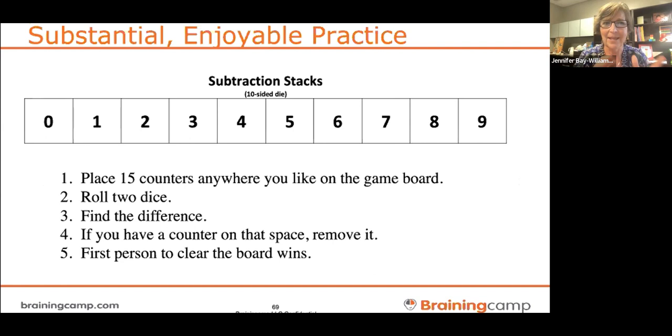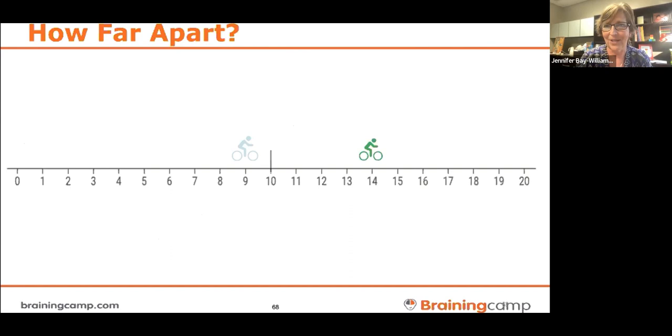And these children were saying, they'd roll like a 9 and a 2 and they'd say 7, I use takeaway. Or they'd roll a 6 and a 5 and they'd say 1, I found the difference. And it was amazing that they were choosing between these two ways of thinking. And they had access to, again, the visuals, they had the number lines, and they had the counters as their tools for thinking. And it was great to see that already they're thinking about what way they want to use for subtraction.